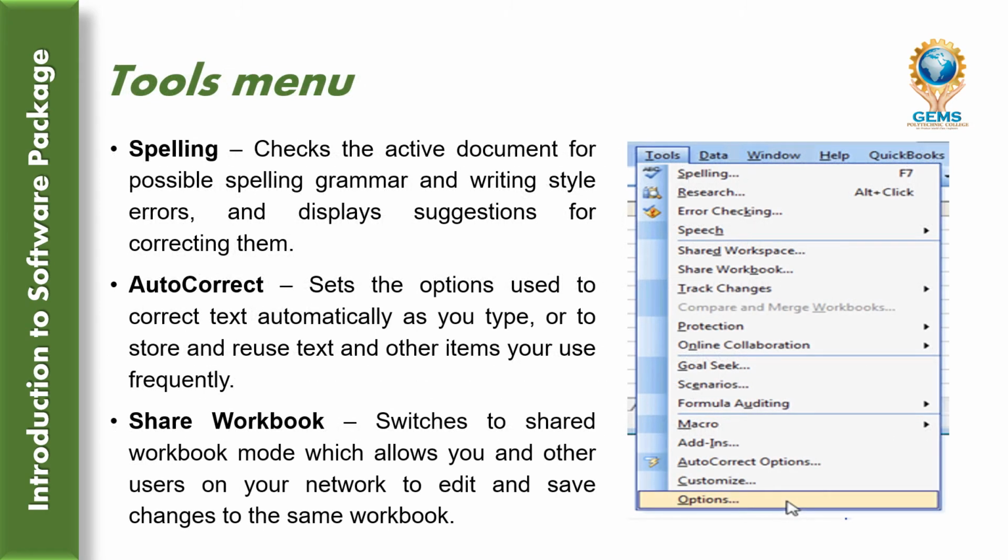Tools menu. The spelling option comes under the tools menu. Check the active document for possible spelling, grammar, and writing style errors, and display suggestions for correcting them. And there is an autocorrect option to set the options used to correct text automatically as you type, or to store and reuse text and other items you use frequently.